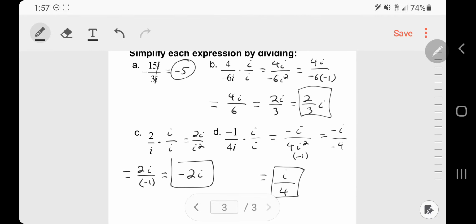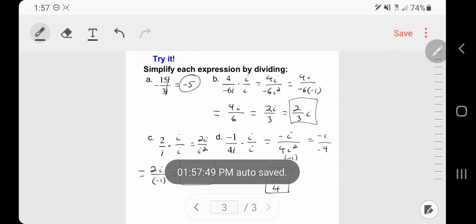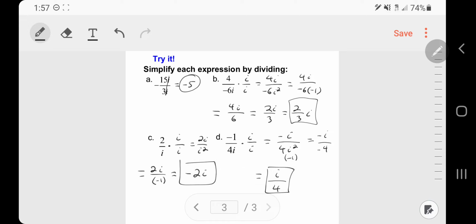Okay, you'll notice in all of my answers, I have my imaginary number in my numerator. It should never be in the denominator in the final answer.